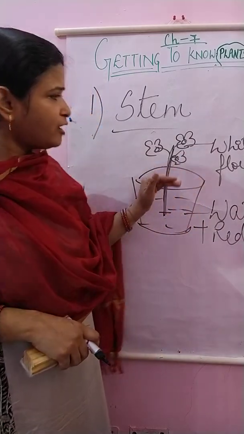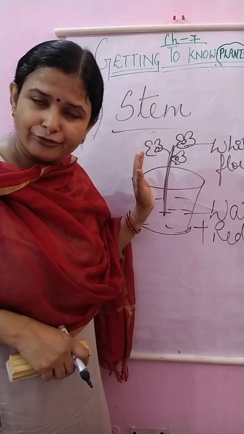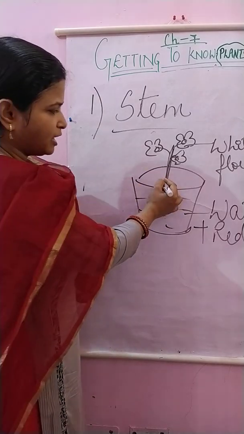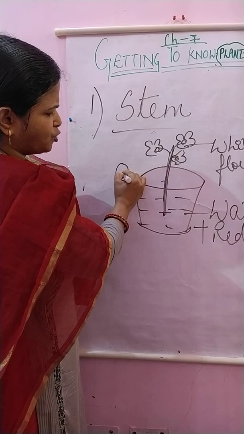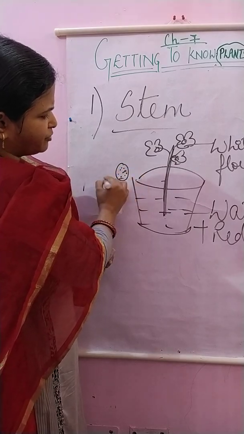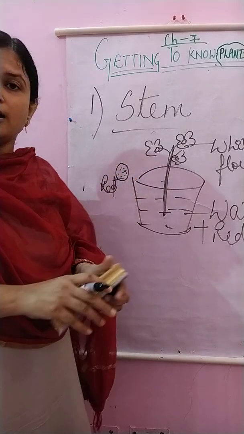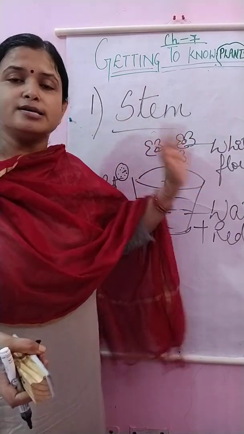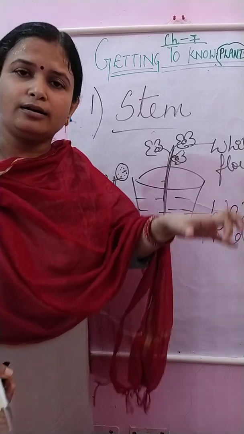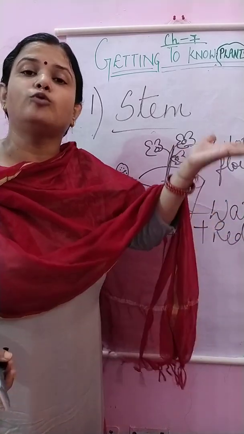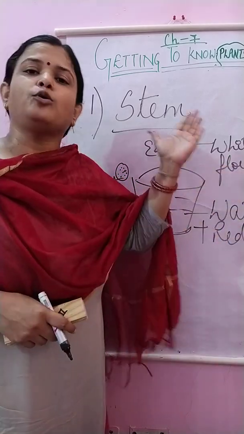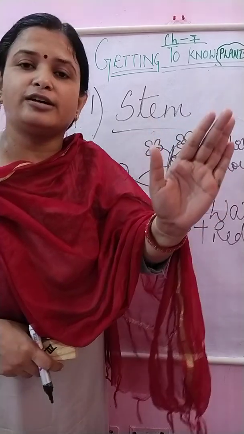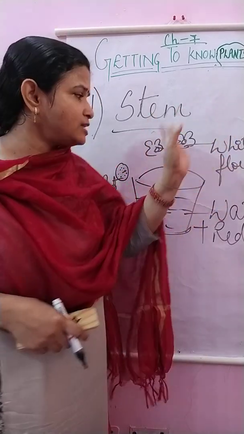Also, if you cut this stem, in the veins you can see the red color. This is only due to the upward movement of the water. So stems, what do they do? They help in the upward movement of water and minerals, and take it to different parts of the plant attached to the stem: to flowers, leaves, fruits.